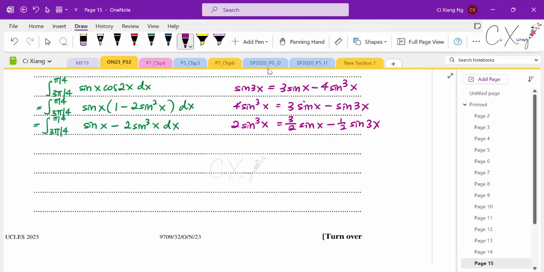And I will substitute this one into my integration step so that I can continue to integrate it. Alright, so I'm having pi over 4, then 3 pi over 4. Substitute the 2 sine power 3x, which equals this one, right? So I substitute inside my solution: 3 over 2 sine x minus 1 over 2 sine 3x. Then simplify all your terms here, before the integration.